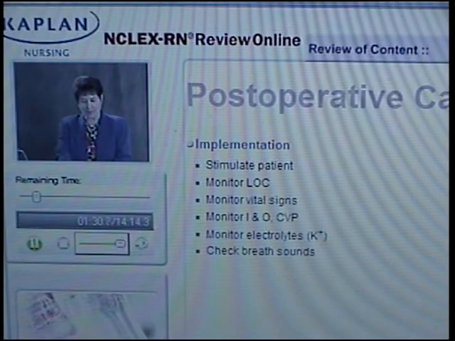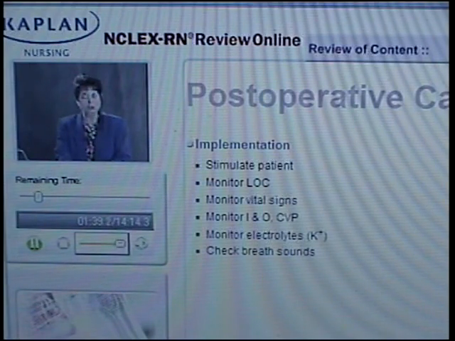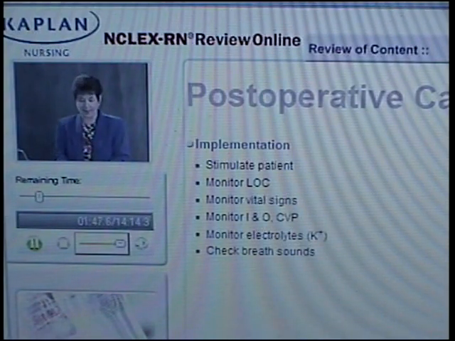You want to work with the patient and monitor their intake and output. You will be monitoring central venous pressure for many of the patients after surgery. You want to monitor their electrolytes, especially potassium. You'll listen for breath sounds, and you'll work with the patient to relieve any pain and anxiety that they have.